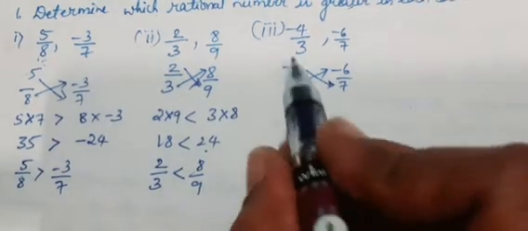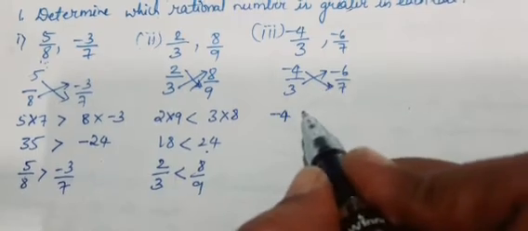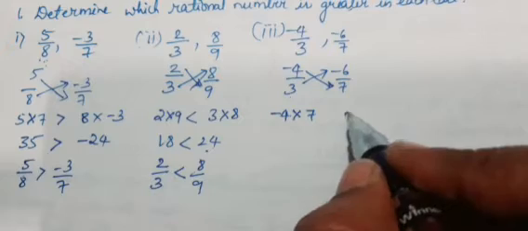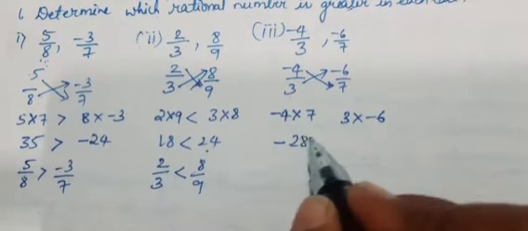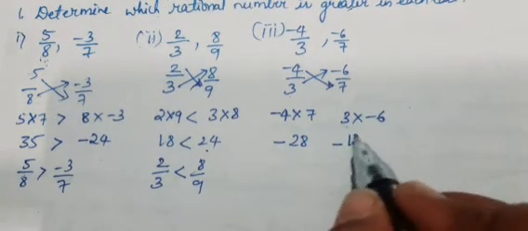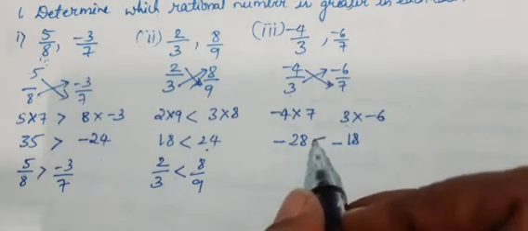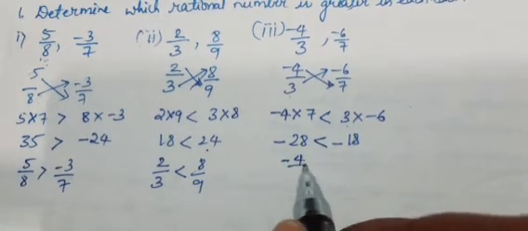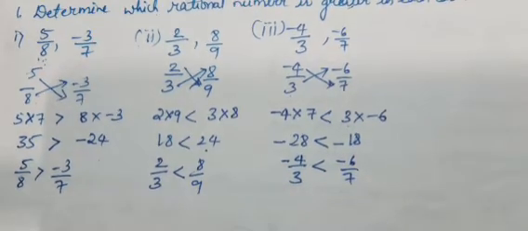Children, next pair is minus 4 by 3 and minus 6 by 7. When I cross multiply, I get minus 4 into 7 and 3 into minus 6. Minus into plus is minus, 4 sevens are 28. Plus into minus is minus, 3 6s are 18. Therefore, minus 18 is greater than minus 28. In the last step, we will write minus 4 by 3 is less than minus 6 by 7.